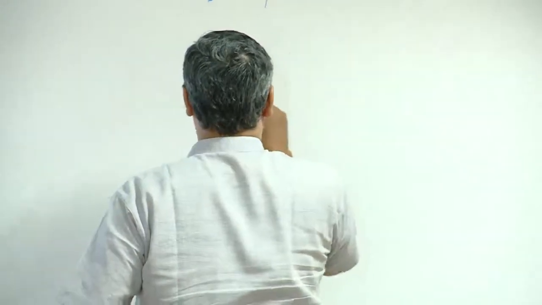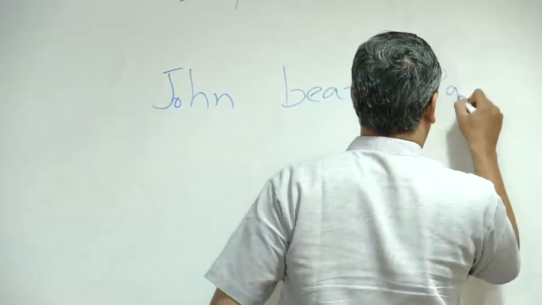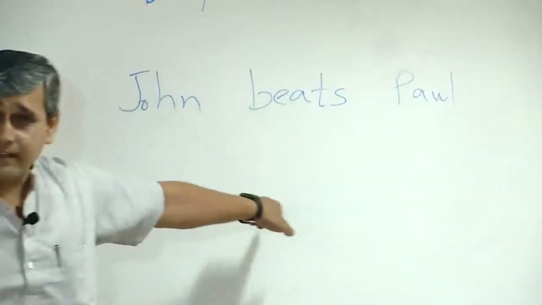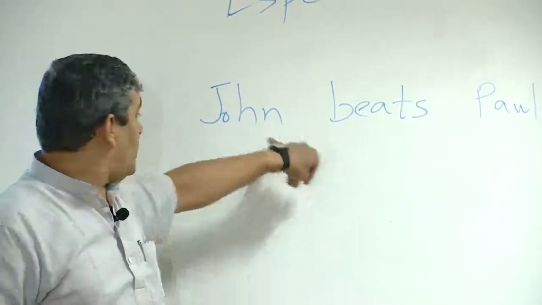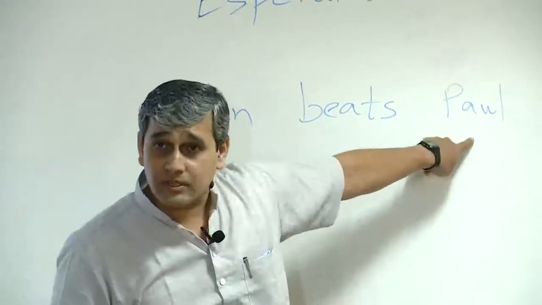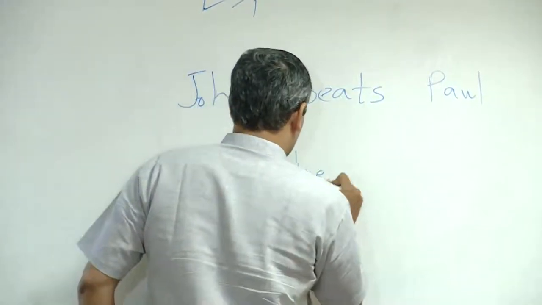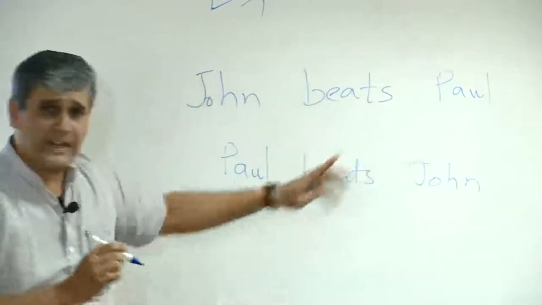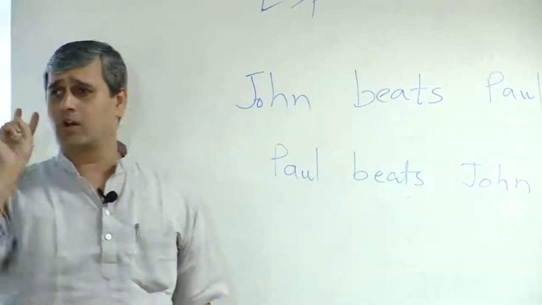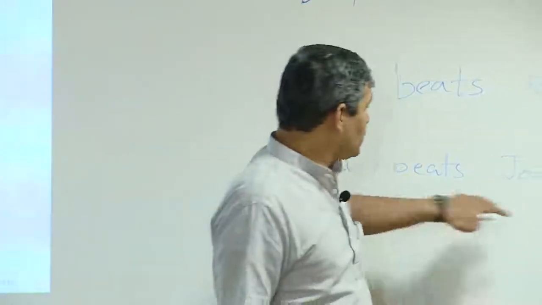John beats Paul, okay, this is the sentence. Then in this sentence, John is the subject and Paul is the object, right? If I reverse, Paul beats John, okay, same words, the word order is changed, everything changes. Now Paul becomes the subject, John becomes the object.